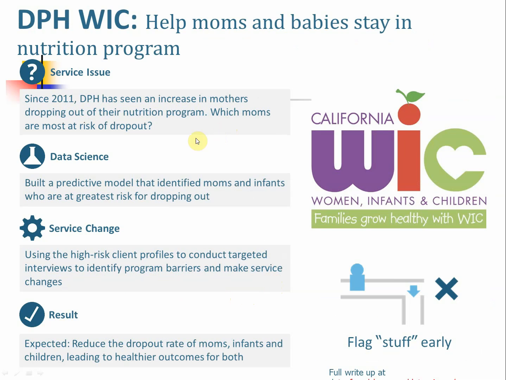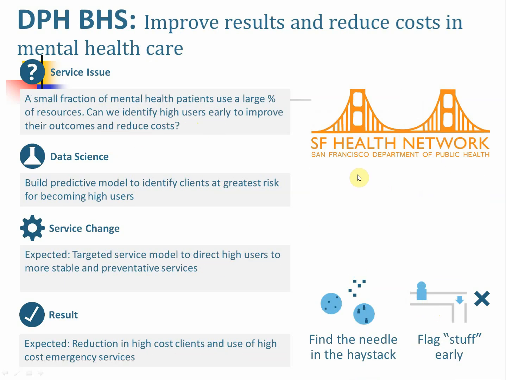Another interesting example is the DPH, the Department of Public Health, for the Women, Infants, and Children program. It has seen an increase in mothers dropping out of their nutrition program. Which moms are most at risk of dropout? That's something we don't want to happen. So if we can see that something is coming up, we want to flag it early, in case something can help the situation. So this is also another example.